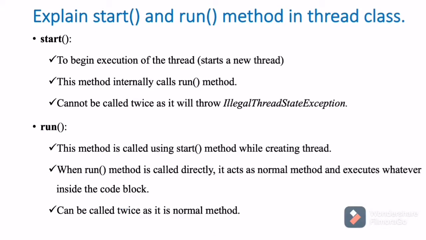Then the run method, this method is called by using the start method. While creating a thread, when we call t.start, then internally start will call the run method. And if you try to call this run method directly, that means instead of using t.start, you use t.run, then it will act as a normal method and execute whatever is inside the code block. It can be called twice because it will act like a normal method only.